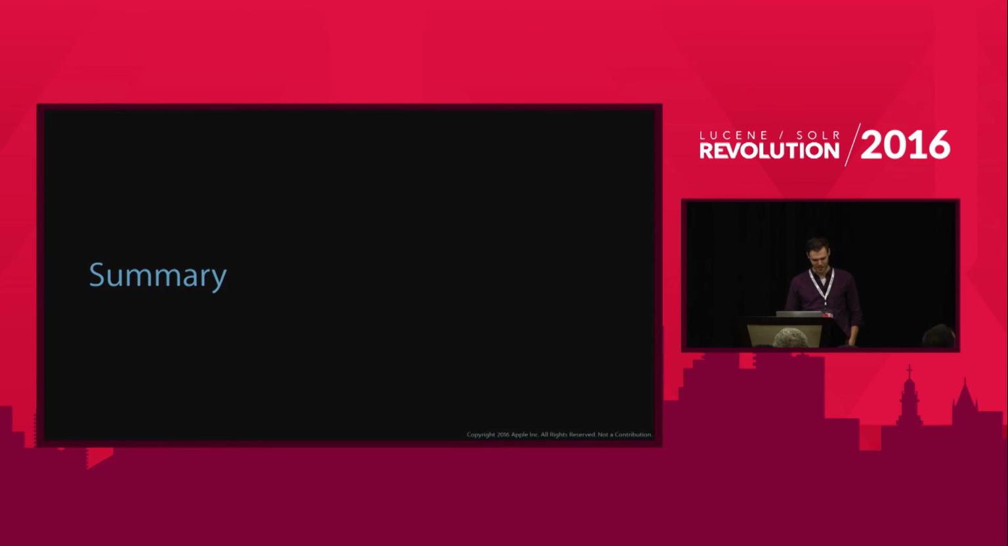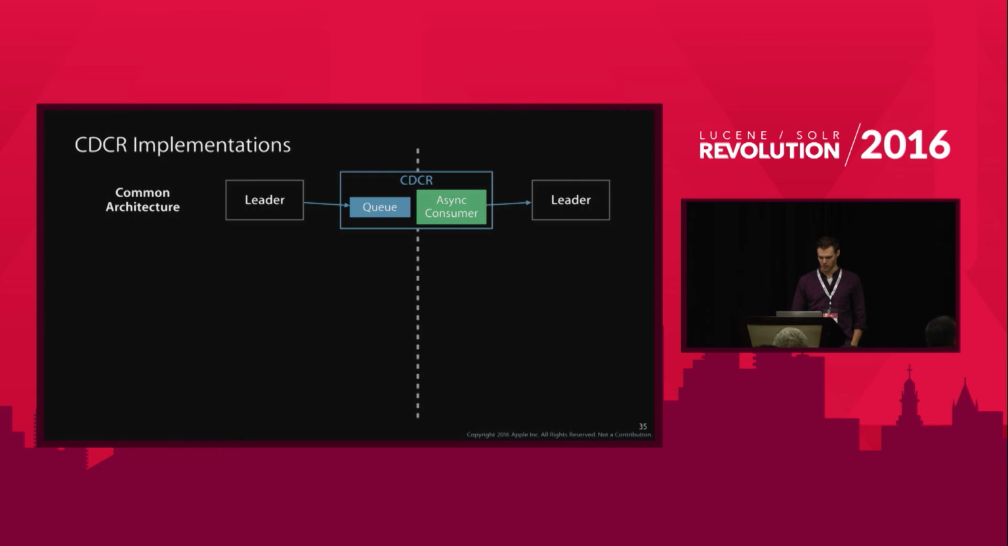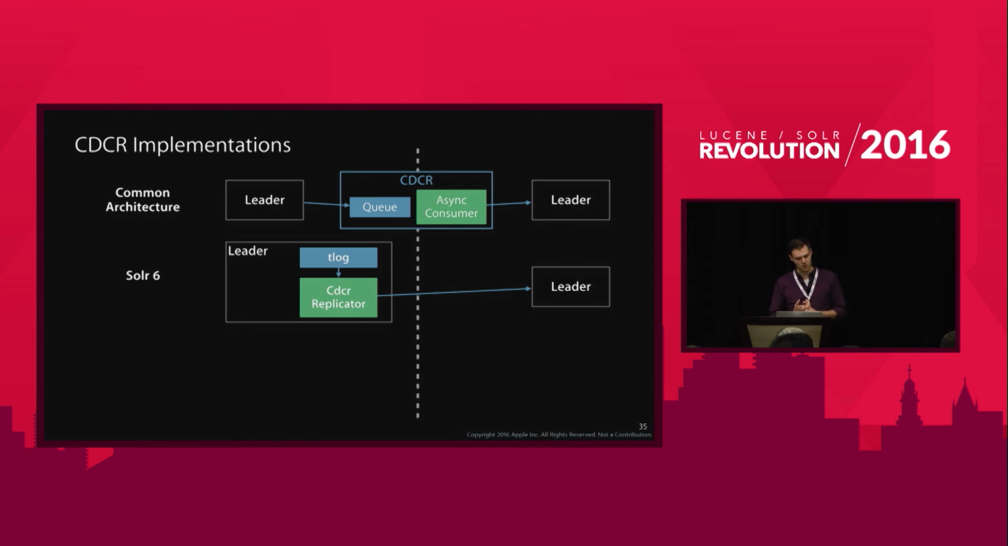So to kind of wrap things up here, basically we talked about 2 implementations of cross-data-center replication. And they had a very common architecture, in fact, which is that you have leaders sending updates to some queue somewhere, and then an asynchronous consumer, which is reading from the queue and forwarding those updates to the leaders in some other data center. The way this is achieved in Solr 6 is that the transaction log itself actually just acts as a queue, and then there's a separate thread which is running, which is polling this queue and asynchronously farming these updates out to the leader in the target data center.